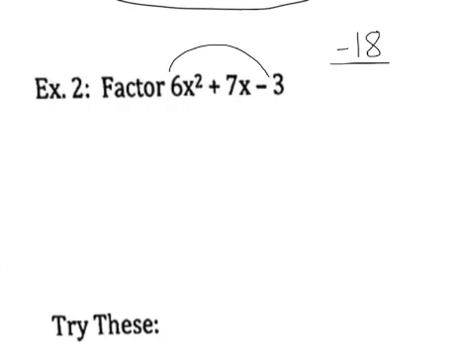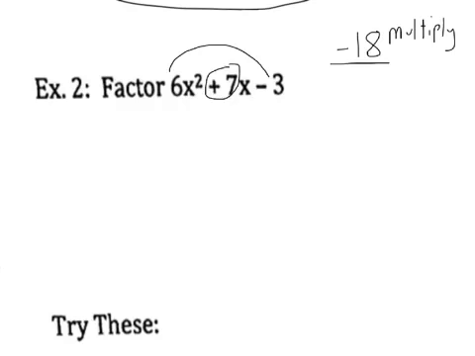Now I have to find two numbers that multiply to be negative 18, and at the same time, they add up to positive 7. That's important. I have to find a pair of numbers that when I multiply them, I get negative 18, and when I add them together, I get 7.